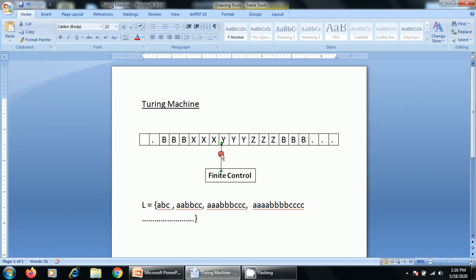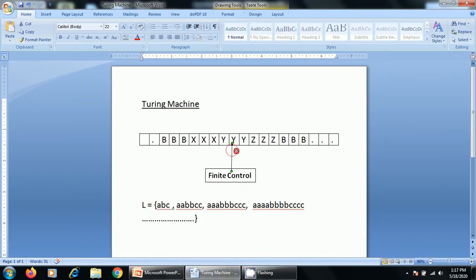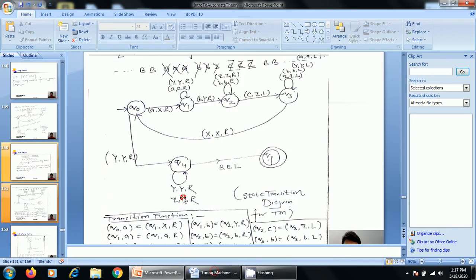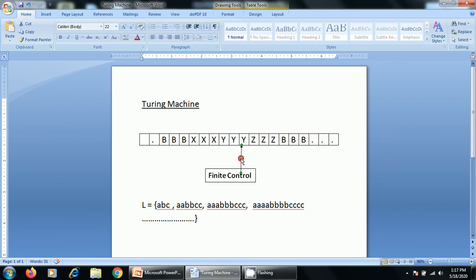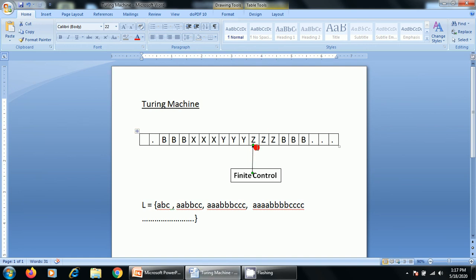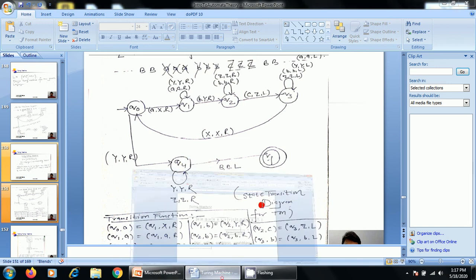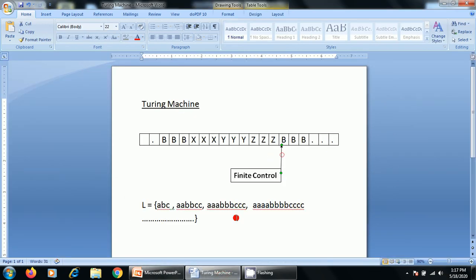If there is y, keep it y and move right. There may be a number of y, so if there is a y, keep it y and move right continuously. There may be a z also. If there is z, keep it z and move right. Again, keep it z, move right, and we are at this position.